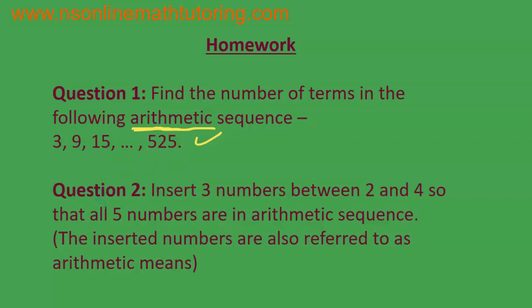So coming to question number 2, insert 3 numbers between 2 and 4 so that all 5 numbers are in arithmetic sequence. And this can also be formatted in this form, that insert 3 arithmetic means, the inserted numbers are also referred to as arithmetic means. If the question asks you to insert 3 arithmetic means between 2 and 4, you will be proceeding in exactly the same way. Okay. So I would like to see your answers in the comment box.